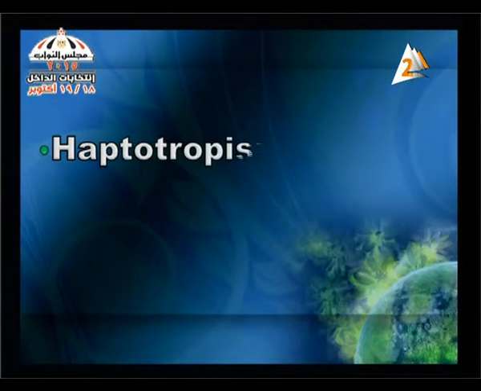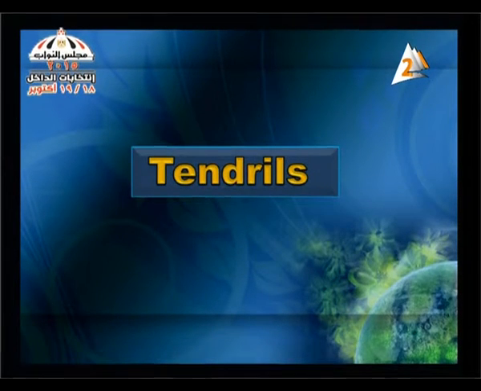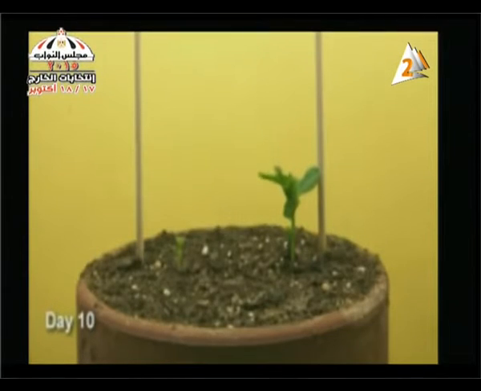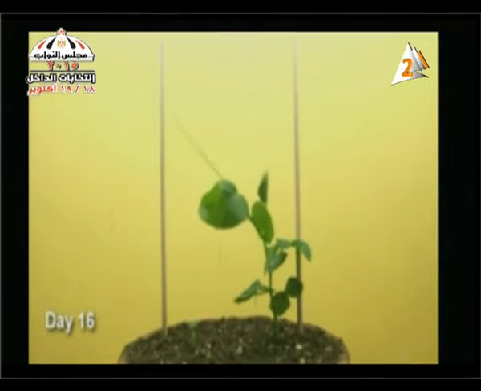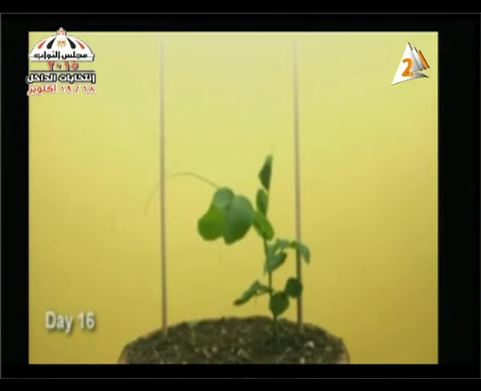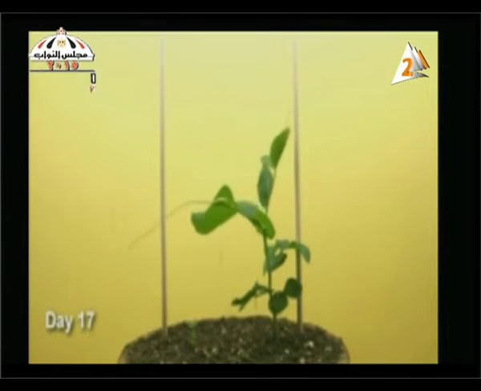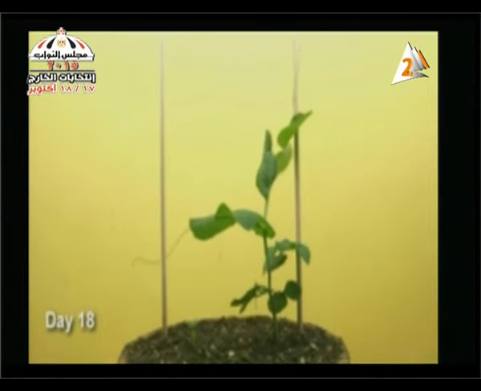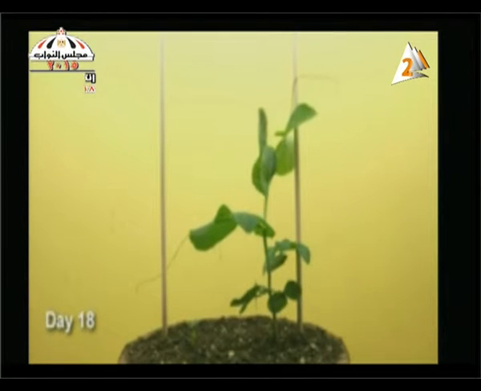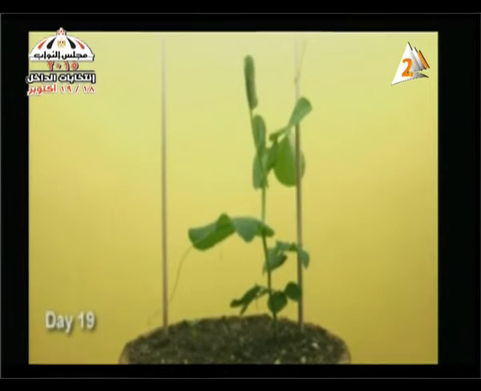Now I am going to talk about the second type of movement in plants, which is haptotropism or pulling movement. Tendrils of the pea plant. The tendril raises itself into the air and is likely to make contact with a solid object, as you see. Its length decreases, and so the plant stem approaches the support and grows vertically.